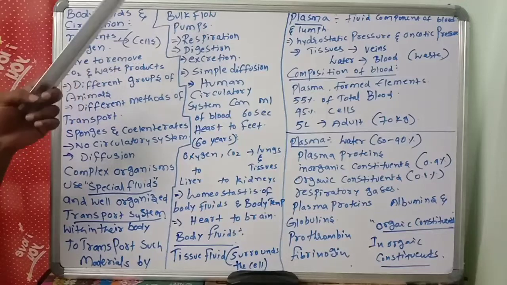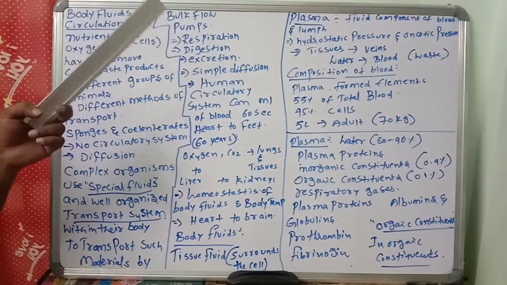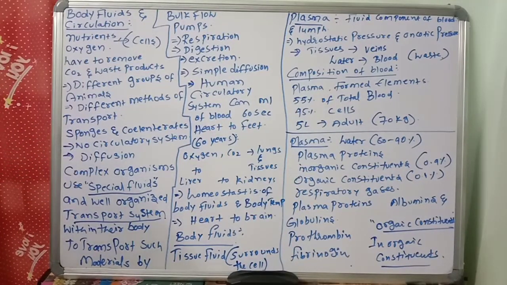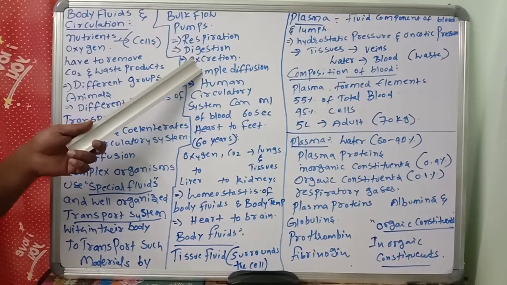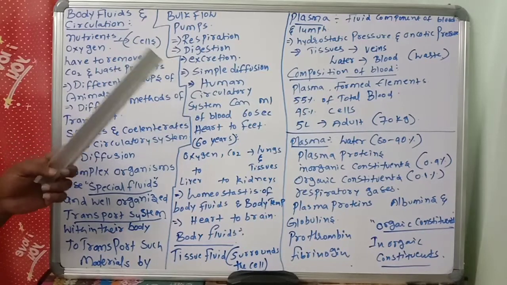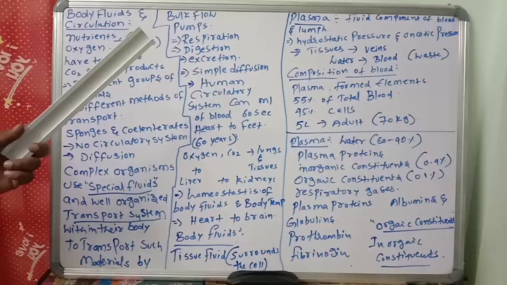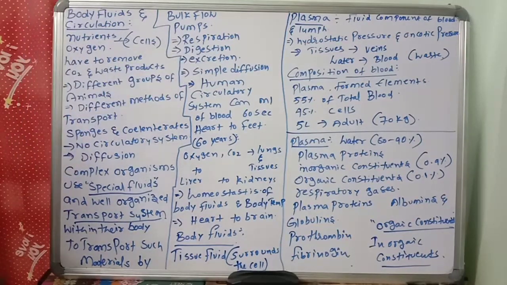There is a pump system, like what you call the heart, which pumps the blood. Like that, pumps are there. So the phenomenon of bulk flow is fundamental to many physiological processes like respiration, digestion, excretion. Okay, this is very important. Bulk flow will be through the pumps, with pipes like tubes. So even respiration also, digestion also, excretion also.